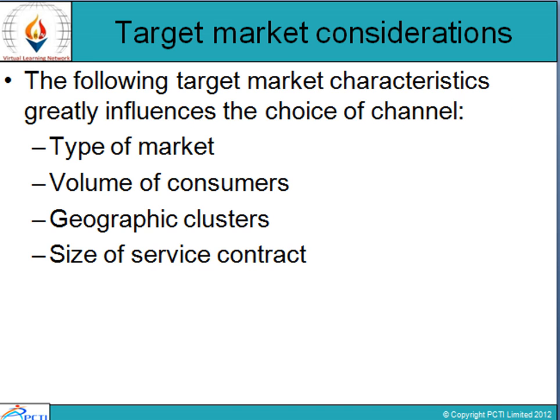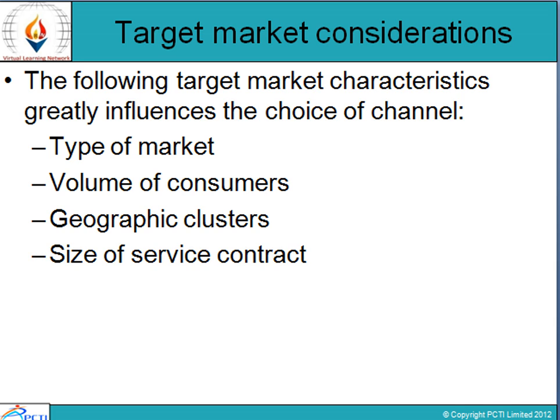When we talk about target market consideration, there are certain market characteristics which influence to a great extent the choice of channel. The first is the type of market. If the end users are individual consumers, they would be better serviced by the retailers, as opposed to business or institutional consumers.